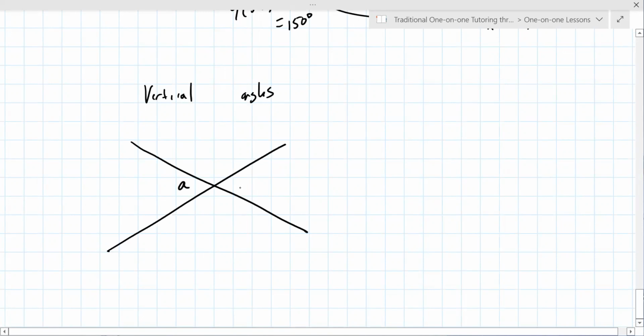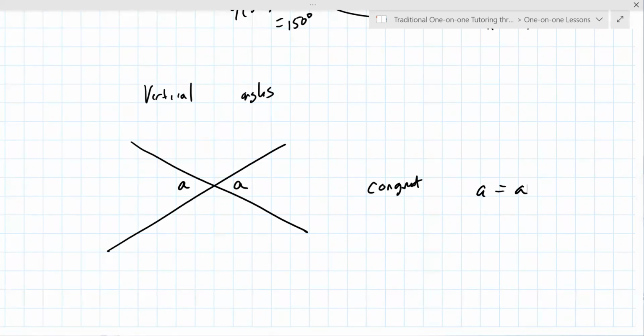So A and A are vertical angles. Yeah, they're congruent. So they don't add up to something, they equal. A equals A. All right, so now let me give you a couple problems here to look at.